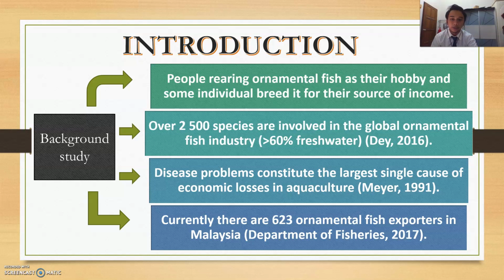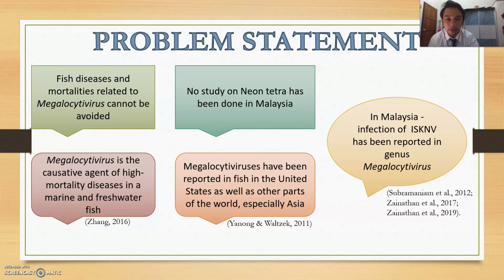For the introduction, people rear ornamental fish as their hobby, and some individuals breed them as a source of income. Over 2,500 species are involved in the global ornamental fish industry, and most of them are freshwater species. Currently, there are 623 ornamental fish species exported from Malaysia, according to the Department of Fisheries in 2017.